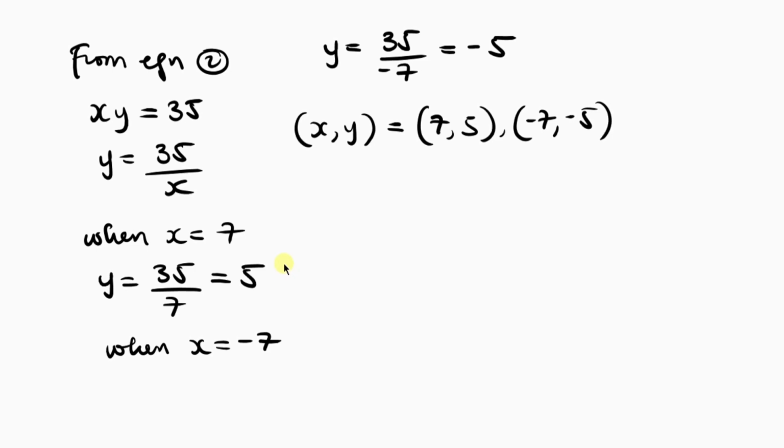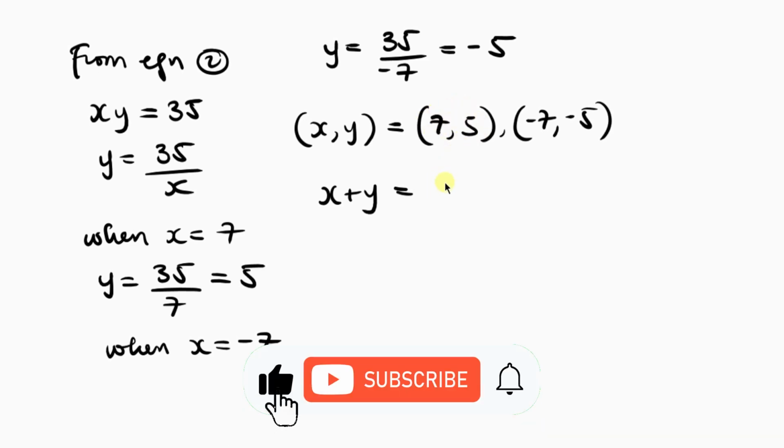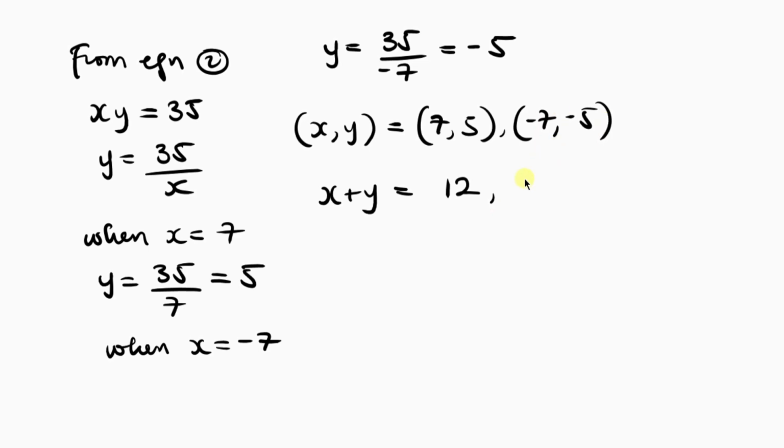Remember what the question asks us to find? The value for x plus y. So let's add up this first answer. I'm going to be having 12, which is positive 12. And let's add up this other one. I'm going to be having negative 12. So the possible values for x plus y are 12 and negative 12.